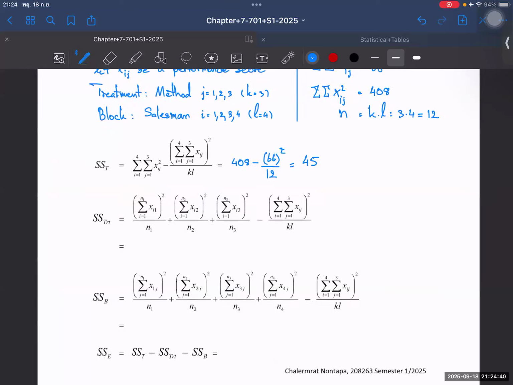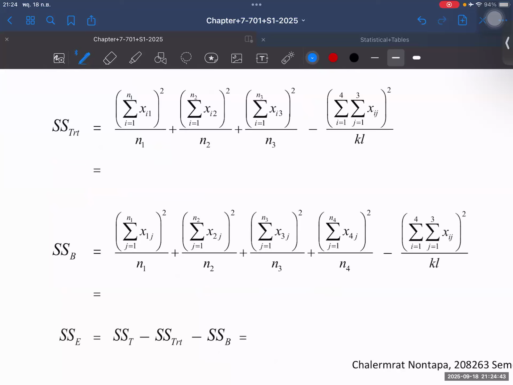So for this time we have 22 to the power 2 divided by 4, plus 28 to the power 2 divided by 4, plus 16 to the power 2 divided by 4, minus 66 to the power 2 divided by 12. So it's equal to 18.